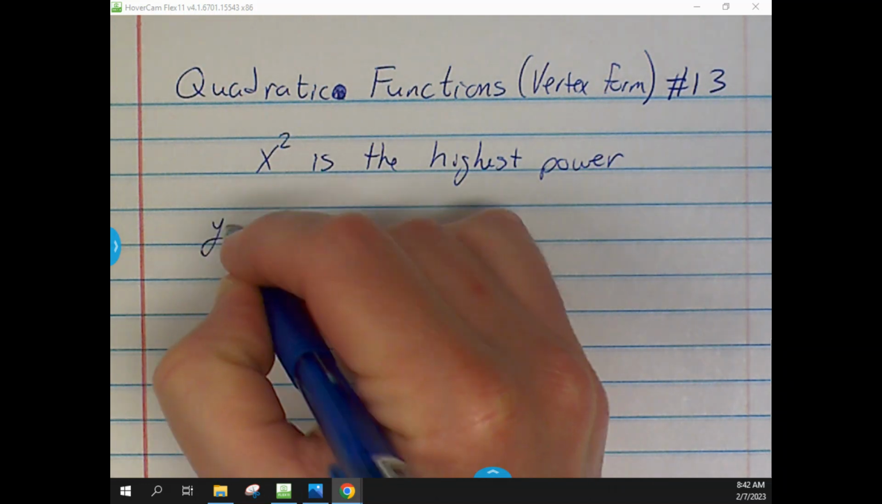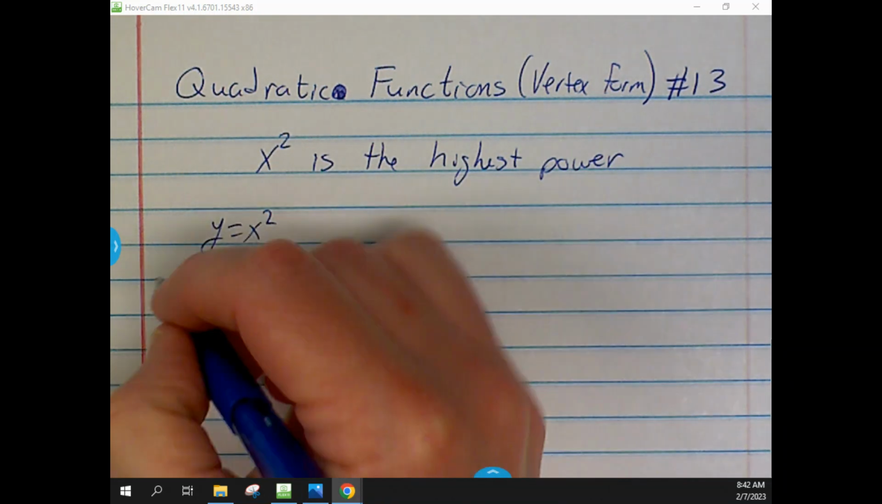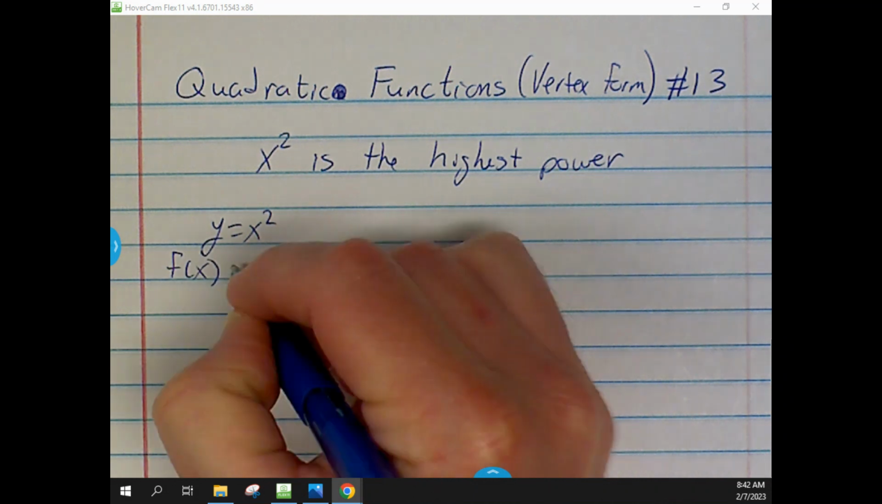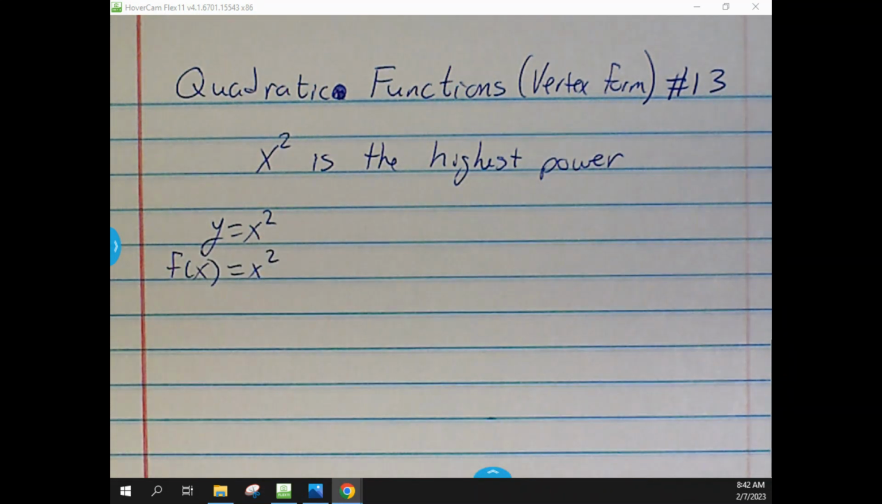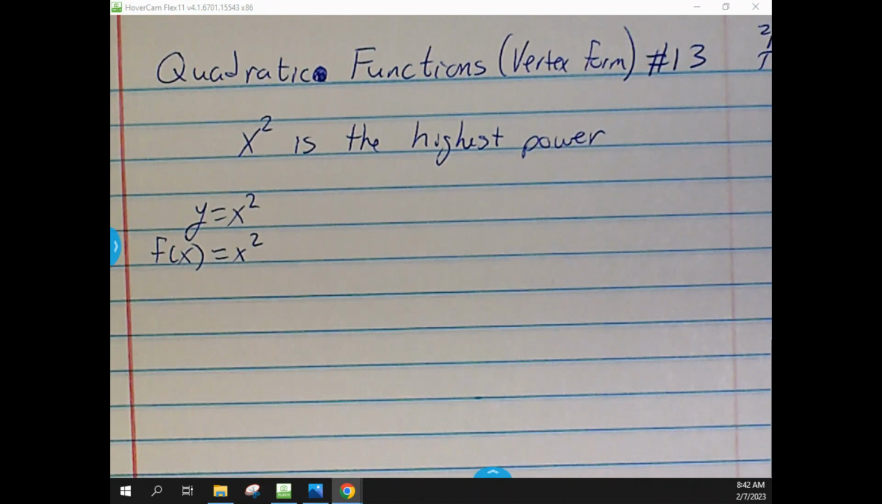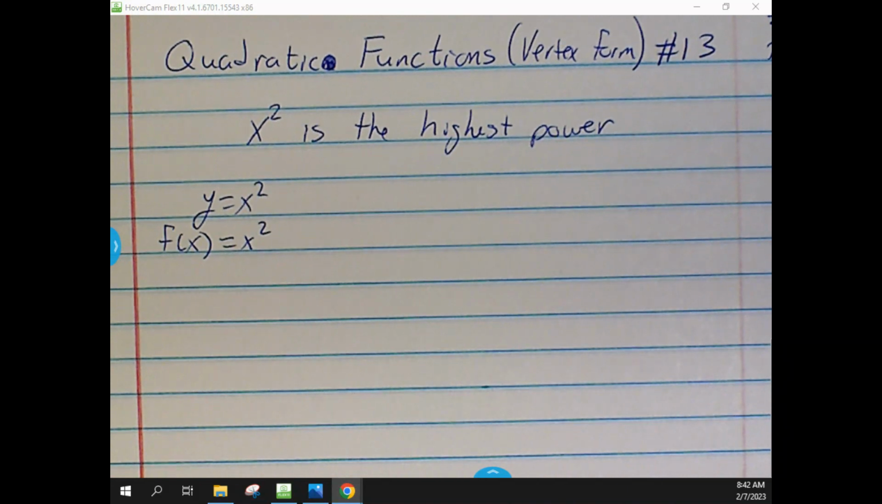Now, we can look at this a couple different ways. They may give it to you as an equation where it's y equals x squared. It may also be a function where it's f of x equals x squared. It doesn't matter how it's written, it's still basically the same thing. Every quadratic function we do is a function, so we don't really have to worry about the whole function connotation. Whether it's y equals or f of x equals, it's still going to be the same thing.